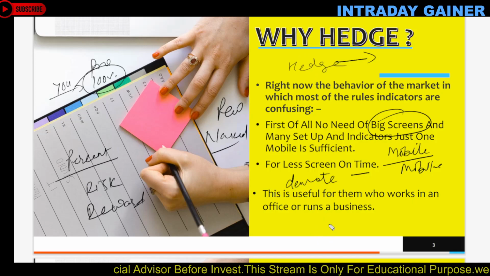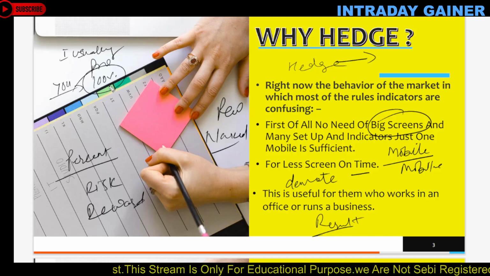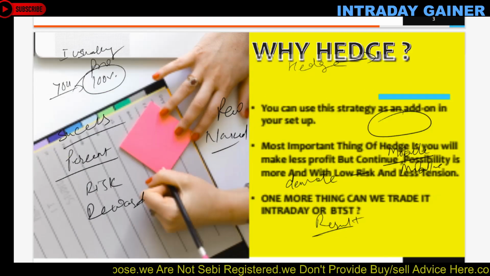I showed you the result of today's, so you can understand what the result is. I usually give you the watch list. Whoever observed this, I give everyone, and everyone knows the success rate of this strategy. I will not say what the success rate of this strategy is, but whoever observed this, they know this completely. So this is useful for those who work in an office or run a business. This is important for them.